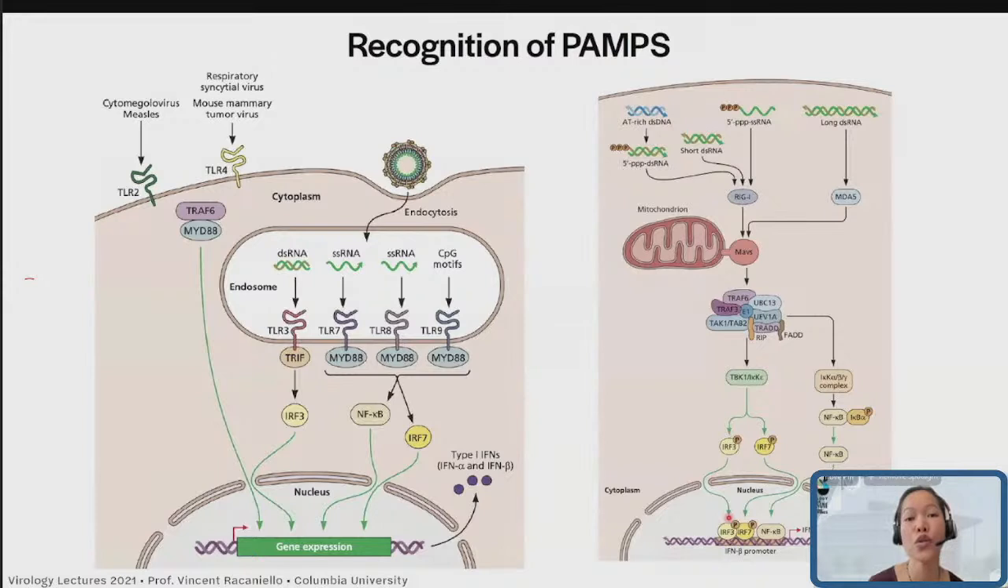So yung goals ng PAMPs and yung receptors ay para ma-identify yung foreign from pathogens and mag-trigger ng cascade ng stimulation ng innate immune response.